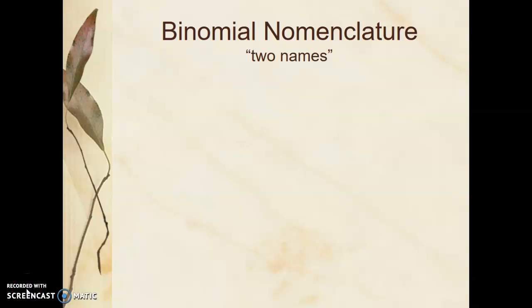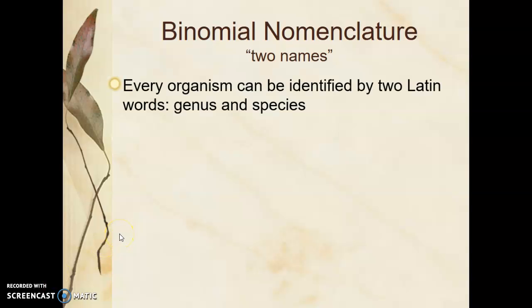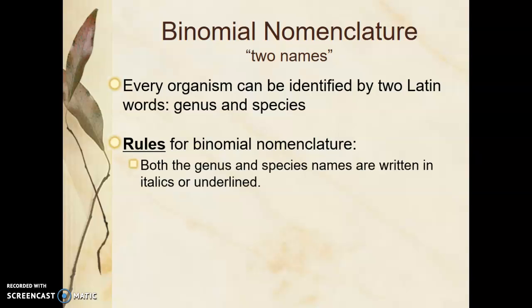When naming an organism, scientists use what's called binomial nomenclature, essentially a two-part name that is their scientific name. Every organism is identified by two Latin words, their genus and their species, which double as their scientific name. There are a few rules when naming an organism and using the genus and species name.